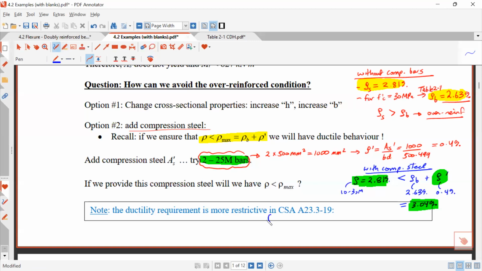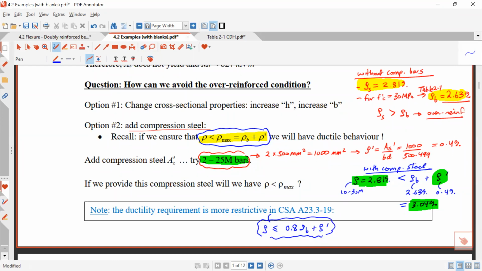So here, if I wanna just write it, the actual thing is rho has to be smaller than or equal to 0.8 times rho balance plus rho prime, right? This is the actual thing in the new code, but for us, we're just gonna stick to this one here. Okay, we're just going to use this one because that's what all the examples I have are based on.